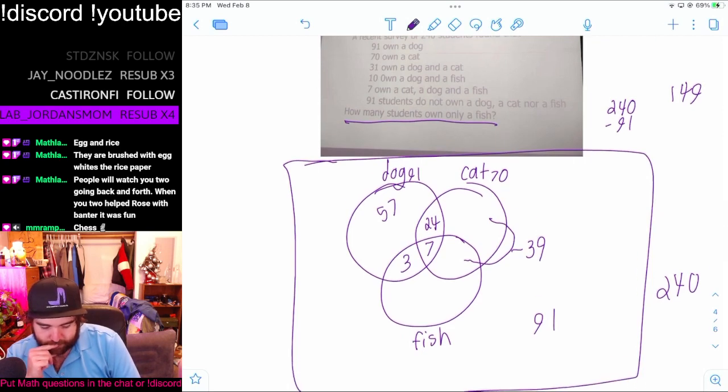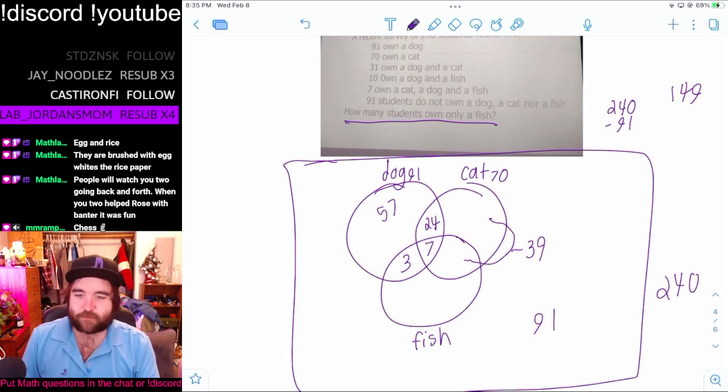Okay, so if we know that's 39, and we know the whole thing is 149, right? All these things added together is 149. So can't we just do 149 minus 39 plus 24 plus 7 plus 3 plus 57?